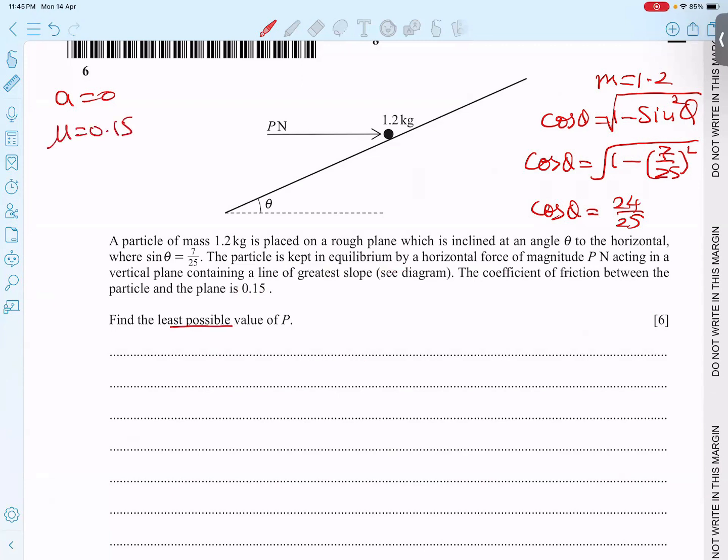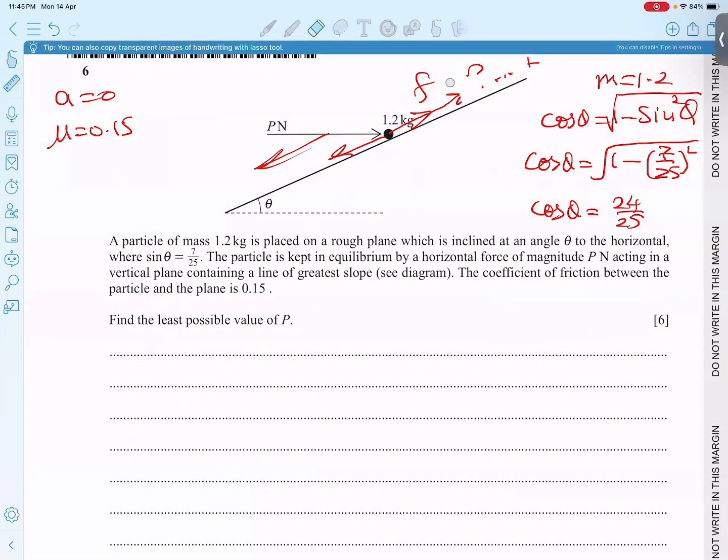And now the least possible value. We have two options. If it is about to move up, because he said equilibrium, the friction acts backward, and that is called the maximum force. But if it is the least, it means the force is not enough. So for the least force, it is about to move down, and friction will be upwards. I think you got the point. So let me finalize it.